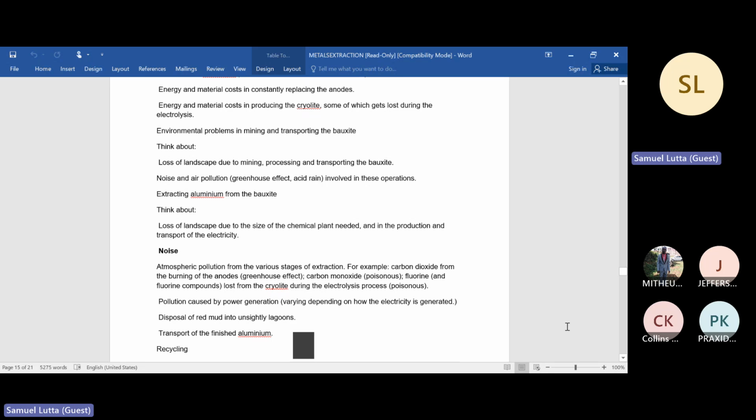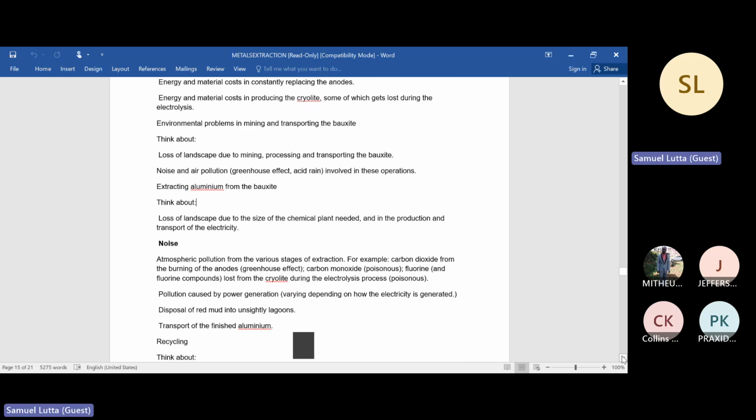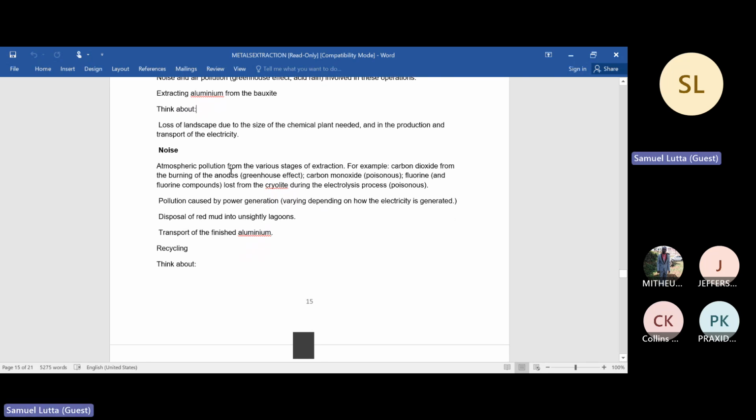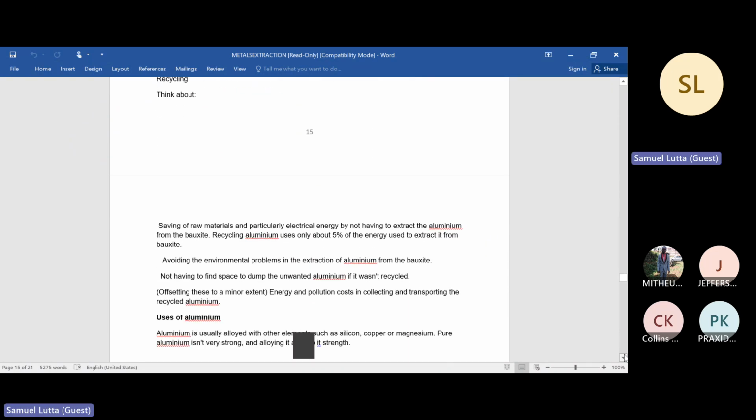And then we have said that there is also a loss of landscape, noise, and then production of carbon dioxide. So these are things that we need to consider during the extraction. In the same process, there is the greenhouse effect, poisoning, and fluorine compounds are also formed. We know fluorine, we said it affects the ozone. That's what we said from the other process. So we need to think about other processes. So the solution to this is just recycling.